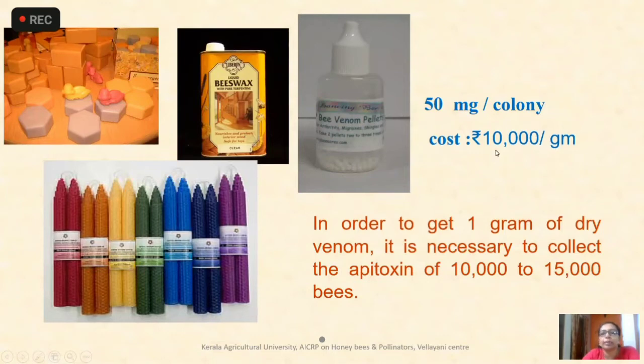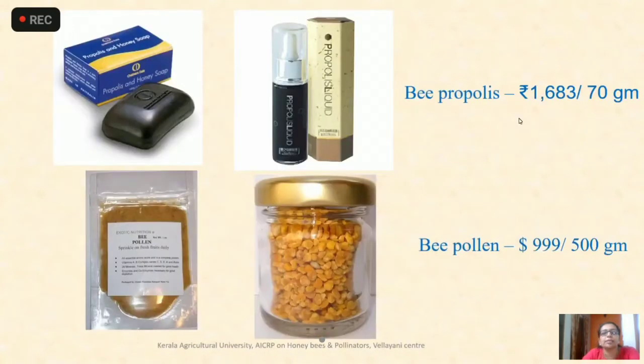bee wax. Then here on the right side you can see the bee venom pellet made from the bee venom, and it costs nearly 10,000 rupees per gram, and from a single colony we may get hardly 50 to 100 or maximum 150 milligrams of bee venom from a single colony. So it's so much precious.